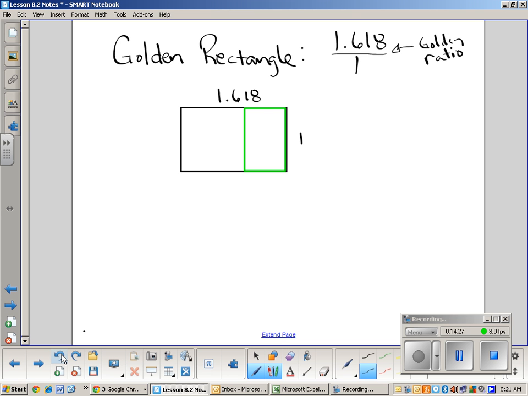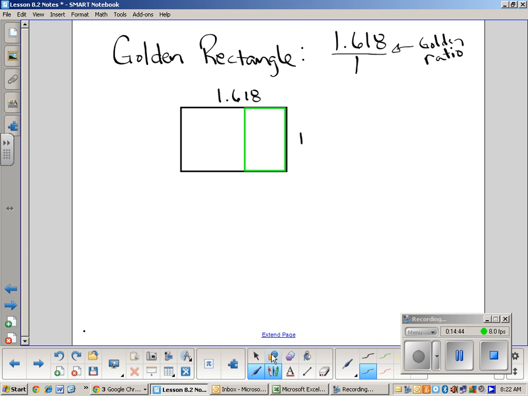Okay? Golden rectangle. It's not the same as the golden rule. Not quite as important as the golden rule, right, Jeff? Right. But in math, we are forced to look at it.